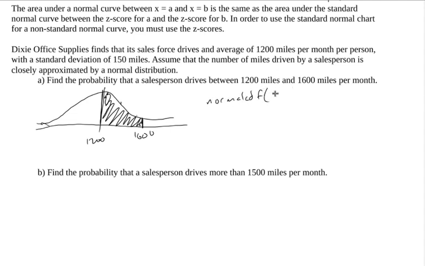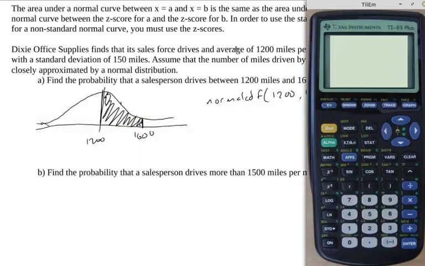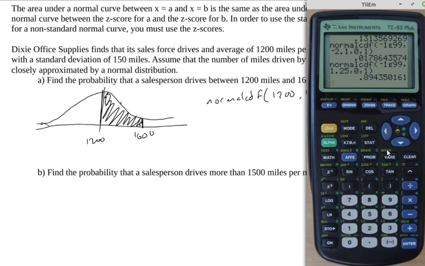We're going to say the lower bound is 1,200, the upper bound is 1,600, our mean is 1,200, and our standard deviation is 150. You can see I'm just plugging in the numbers from this problem, and that's all we'll need to do here. It is definitely an easier method on the calculator. But I will look at how we would do this by hand. I'm not going to do the chart method for all of these problems, because it's more work.